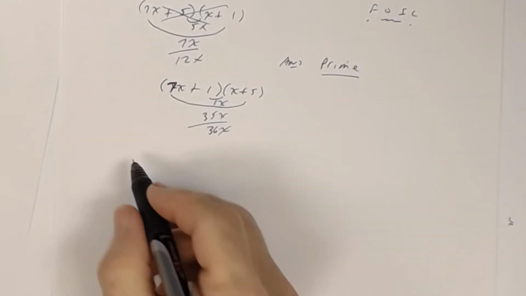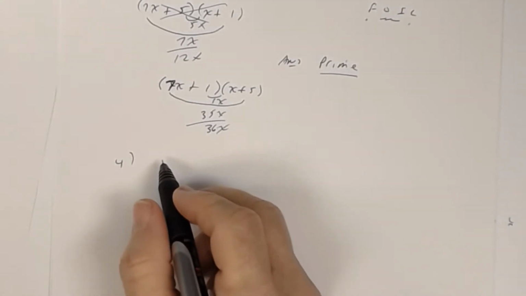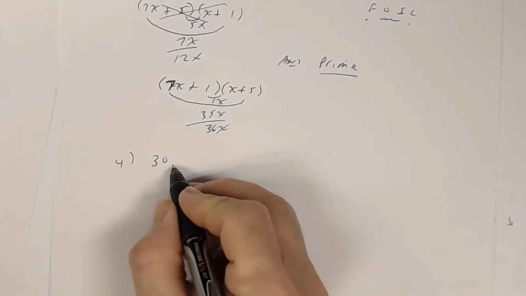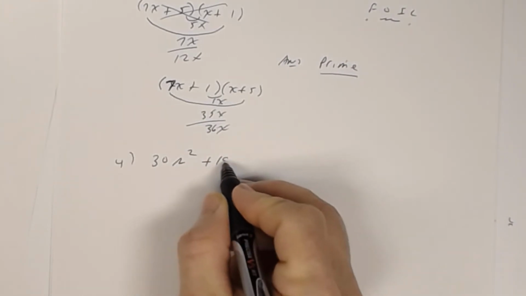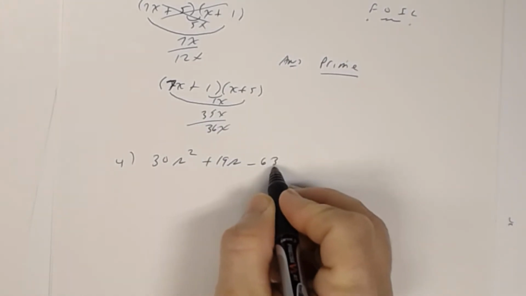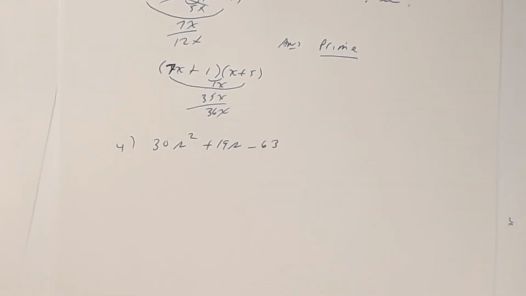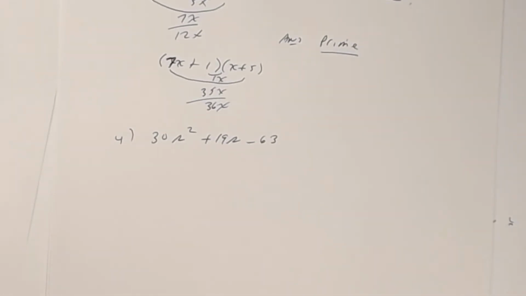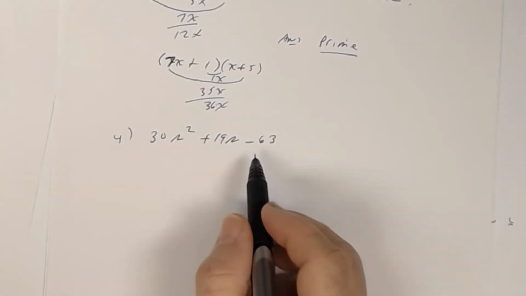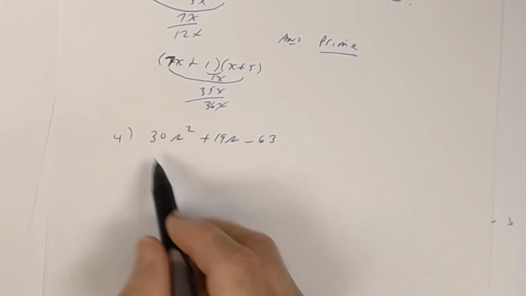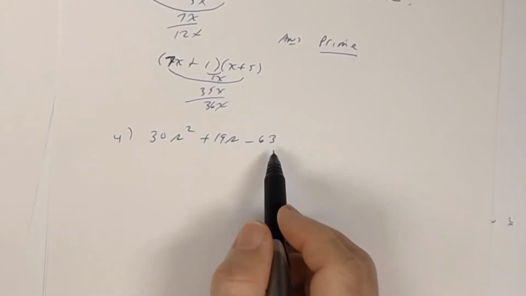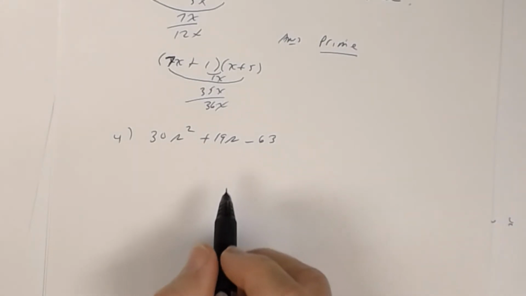Okay, number 4. Number 4, we have 30s squared plus 19s minus 63. So 30s squared plus 19s minus 63. All right, so this one's a little bit challenging as well because 30 is not prime and 63 is not prime, and also we have a negative for the last sign.